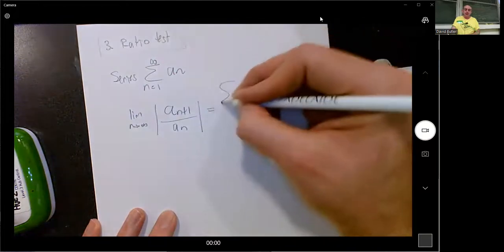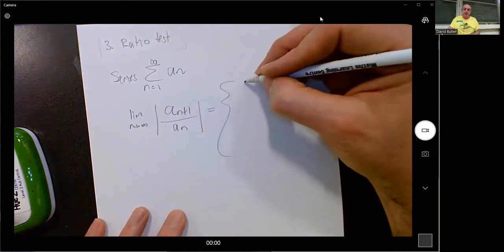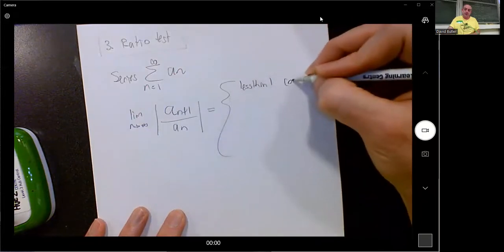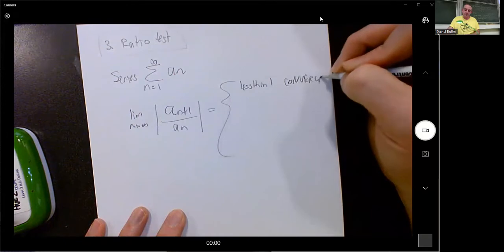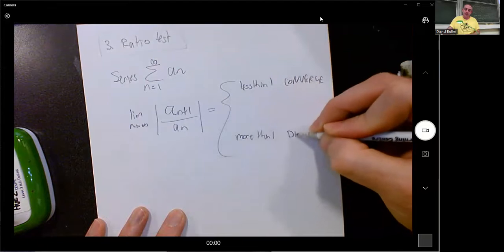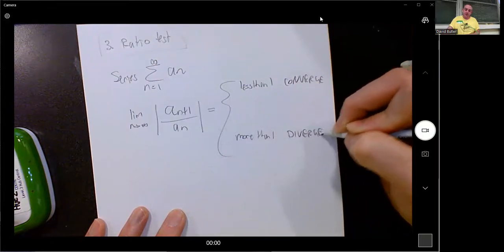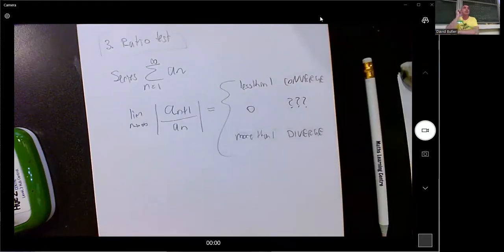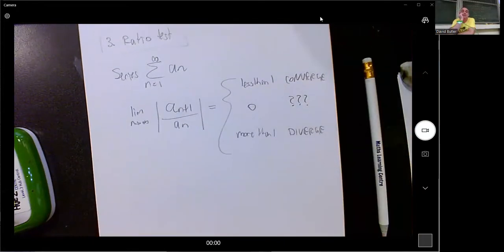And three things can happen. It's either less than 1, in which case it will converge, or it's more than 1, in which case it will definitely diverge, or it's 1, in which case we have no idea. Could be anything. That's the ratio test. Now I have other things on the ratio test, but it's very useful for power series.